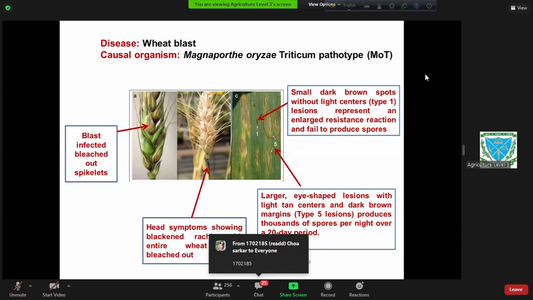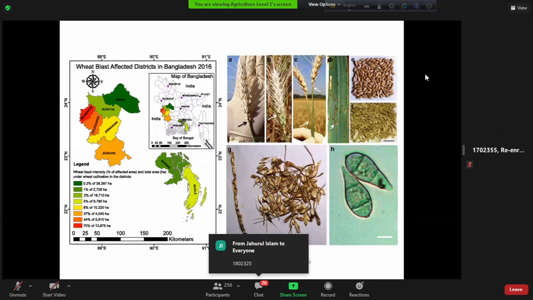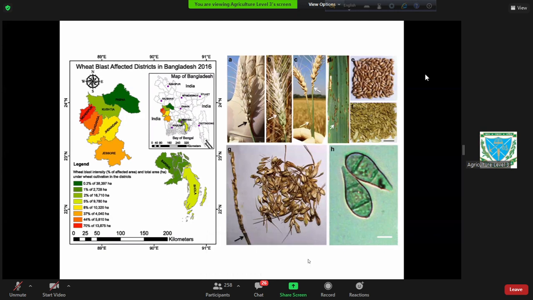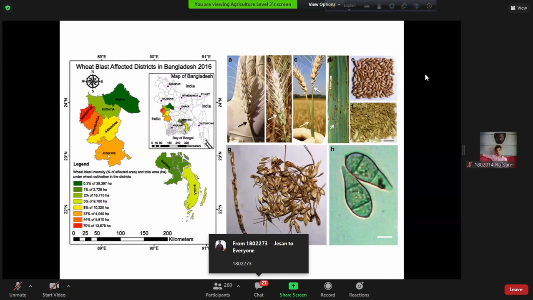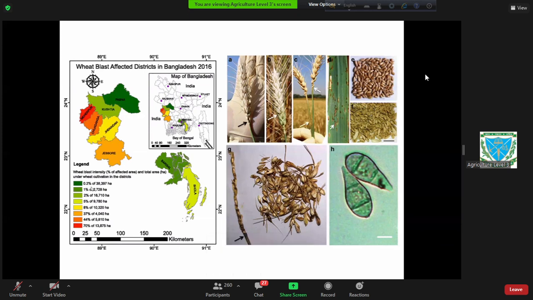I can tell you the facts here. If you see in these slides, just try to get some points. In 2016, some districts of Bangladesh were affected by the wheat blast pathogen: Pabna, Kushtia, Meherpur, Chuadanga, Jhenaidah, Jashore, and also some parts of Barishal and Bhola. You can see how much area was affected that year, 2016. But nowadays there is no serious problem of wheat blast in that area.